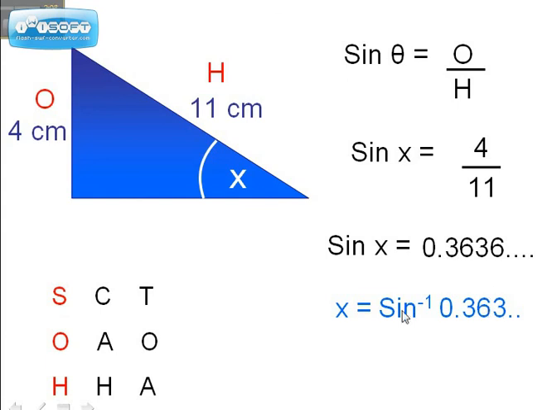So it should say now shift sine, or sine to the power -1 of your answer, type it into your calculator, and you get 21.3. That will go on. I've rounded it to 1 decimal place. So that's how you use trig to find missing angles.